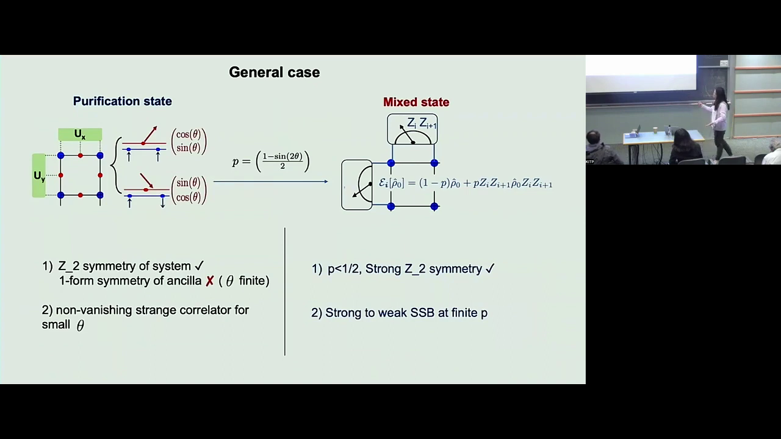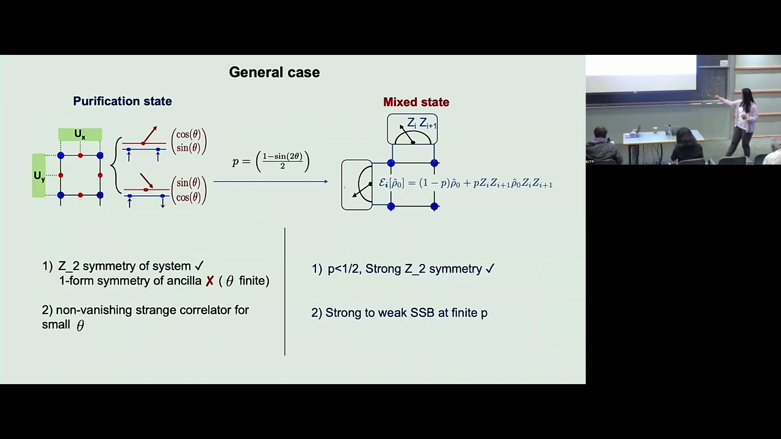So usually if we break this one-form symmetry explicitly in the wave function, there is no notion of SPT because there is no symmetry, but one-form symmetry has a very intriguing feature. Even if you weakly break it, you can have some type of emergent one-form symmetry, just like the toric code.